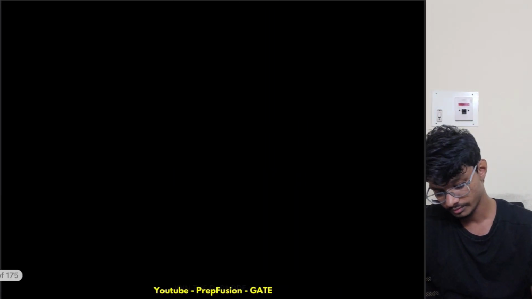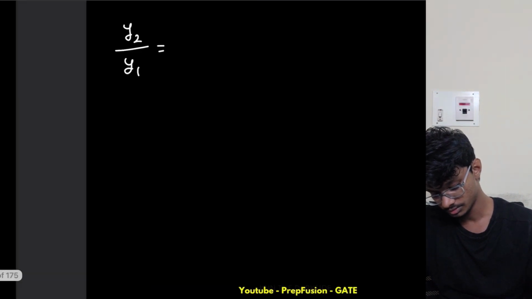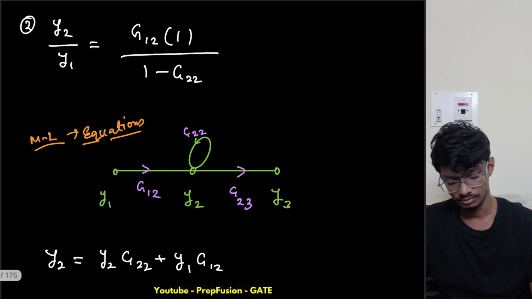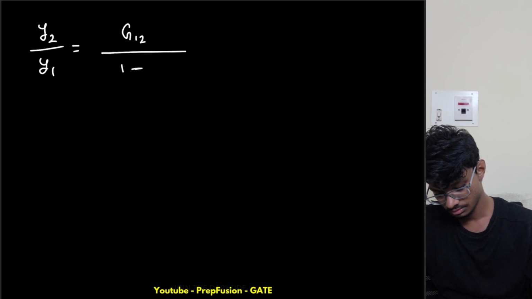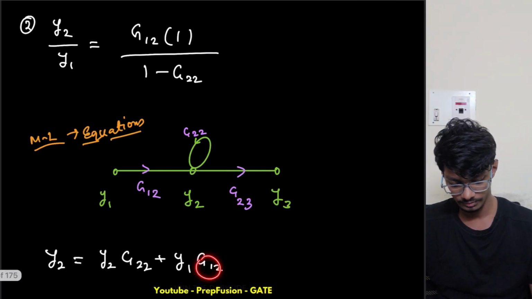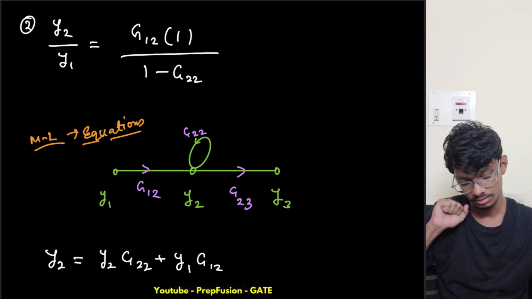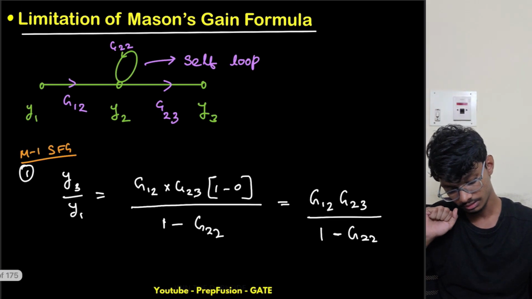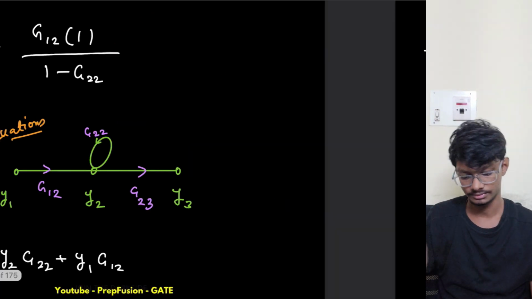So now I can simply find y2 upon y1. y2 upon y1 equals G12 by 1 minus G22. This is simply y2 upon y1, and that is what we got up here also. Now let us find x2 upon x1.